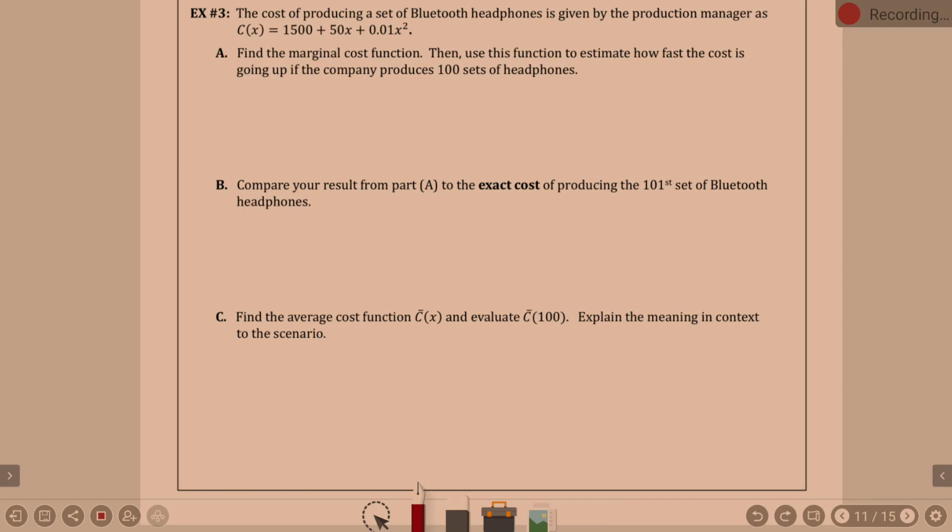Okay. Okay, let's look at 3. I think 3 will be a more straightforward problem that I can handle. The cost of producing a set of Bluetooth headphones is given by the production manager as C of X.